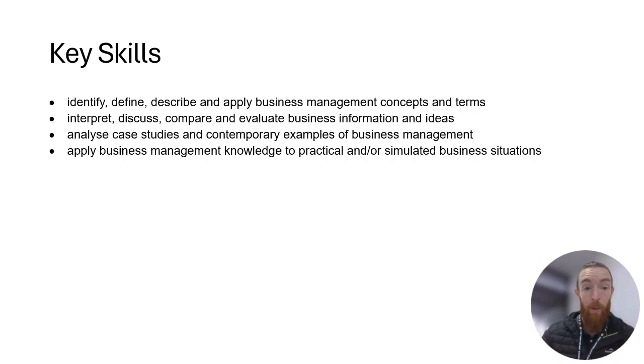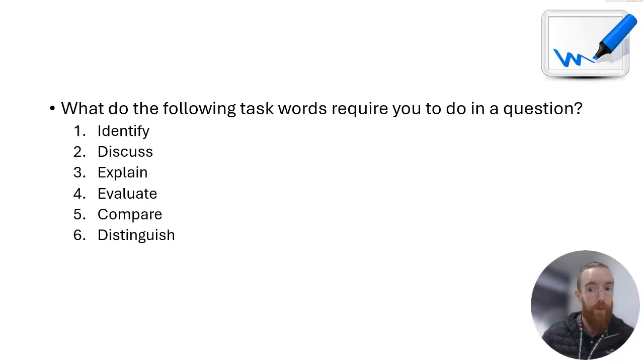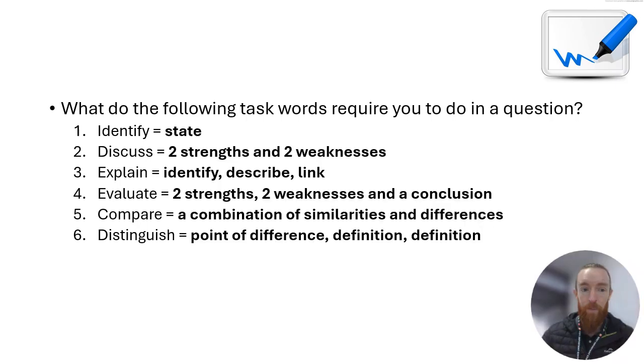But why these key skills are important is they make up the task words that will come up in each area study. So we've got a few that appear here. So we've got a number already right here. We've got identify, discuss, explain, evaluate, compare, and distinguish. Hopefully, you are so confident right now that as I went through all of them, you know exactly what each of them means. But if you don't, let's talk about them.